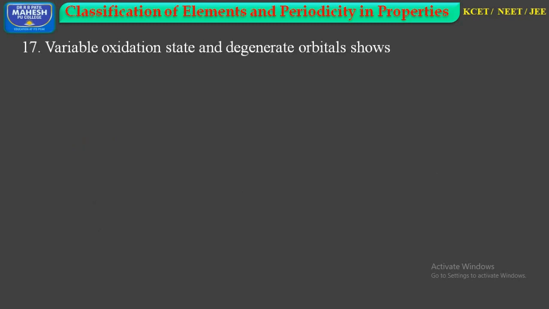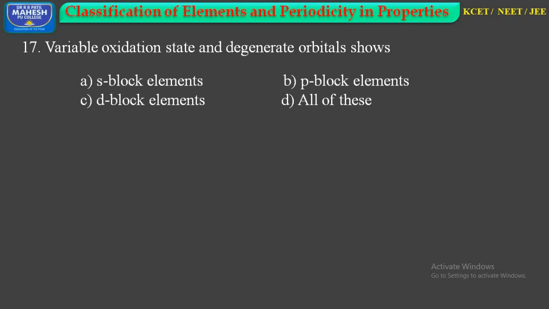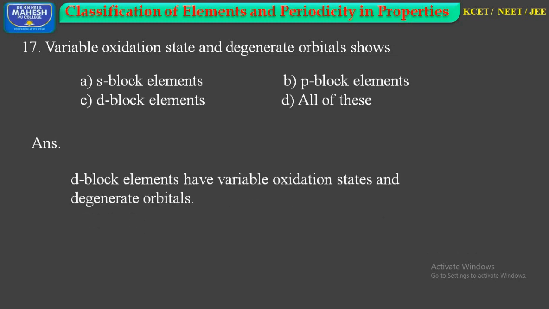Moving to the next question. Variable oxidation state and degenerate orbitals shows option A, s block elements, option B, p block elements, option C, d block elements, and option D, all of this. Students, d block elements have variable oxidation states and even degenerate orbitals. So with this, option C is the right answer, that is d block elements.